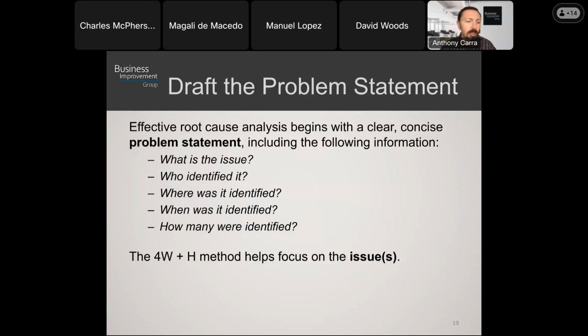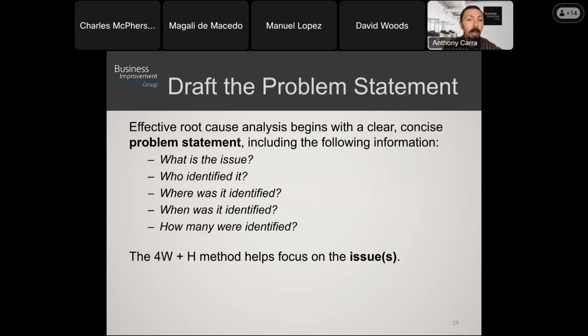These are the minimum. I've seen different versions of this, but I always consider these the minimum elements you want to include in your problem statement. I call it the 4W plus 1H. First, what is the issue? What specifically is the issue or the nonconformity? Who identified it? Now, these are clues. I could always go back to an individual person who identified it. If I know who identified it, it gives me a clue as far as what was going on at the time, so it starts giving me clues as far as what could have transpired that led to the nonconformity.